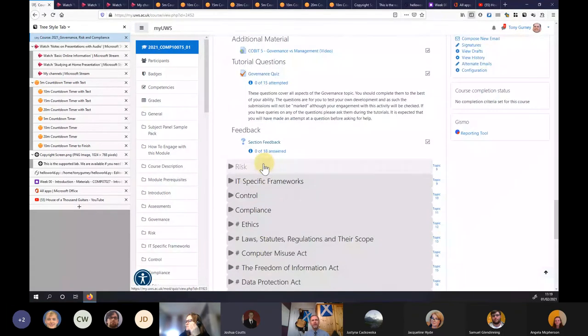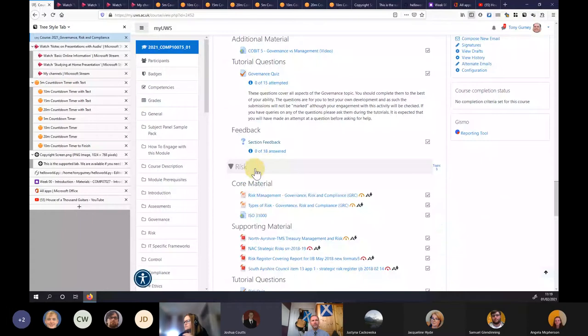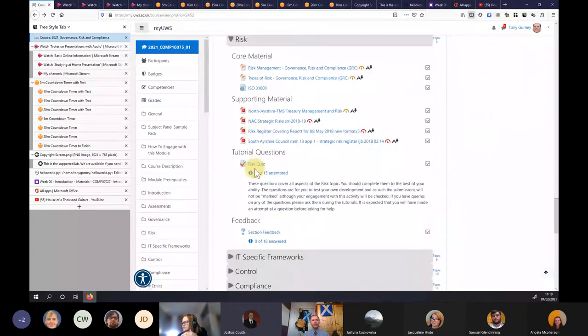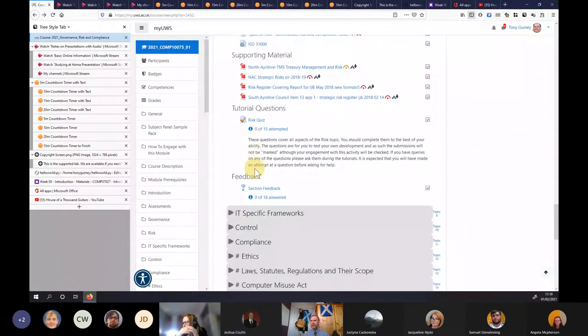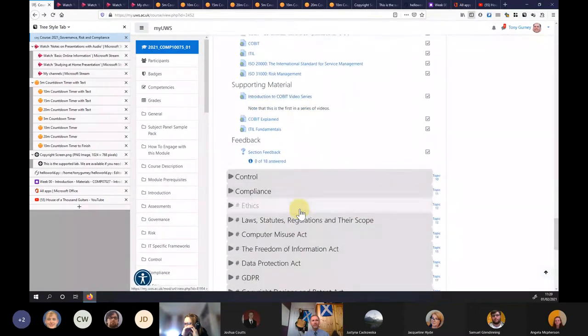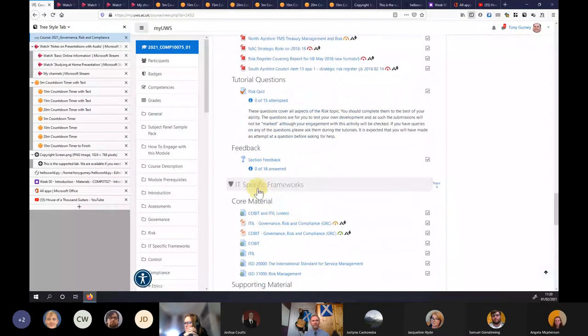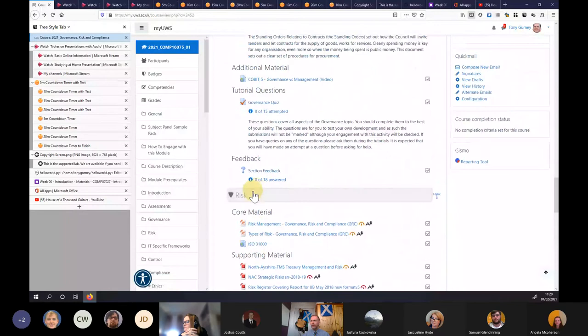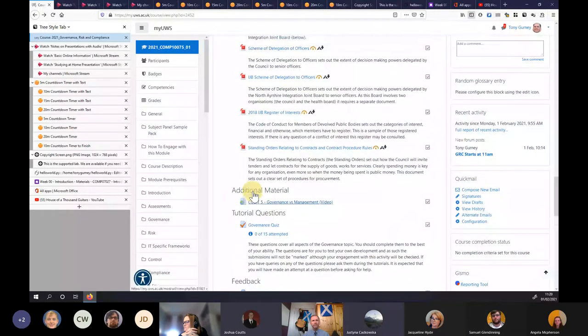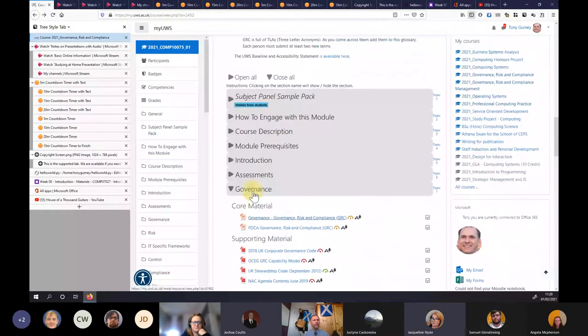Okay, so you'll see that on every section. So there's the next one down: core material, supporting material, tutorial questions, feedback. Okay, same thing every time. Okay, everyone happy with that for now? Yep. Okay.